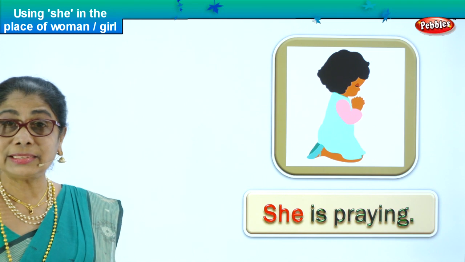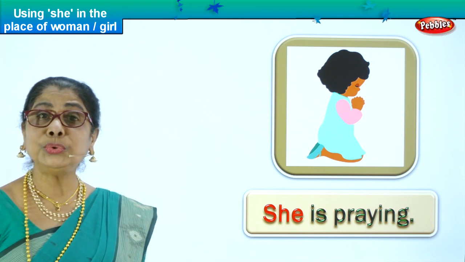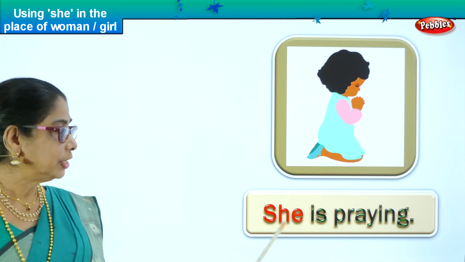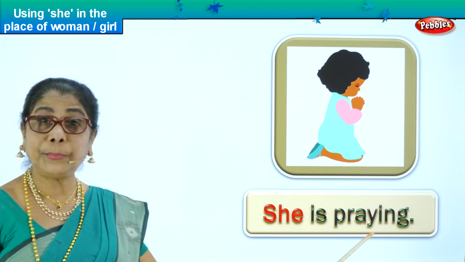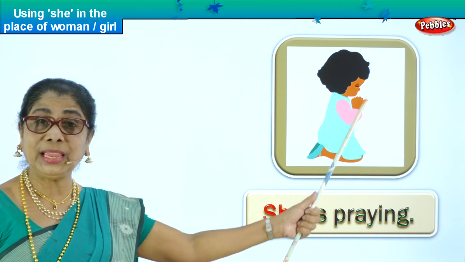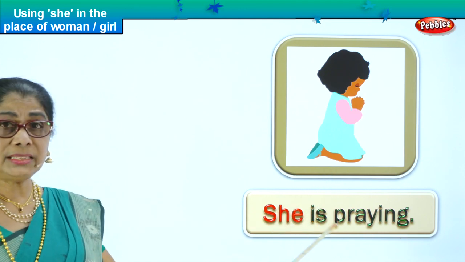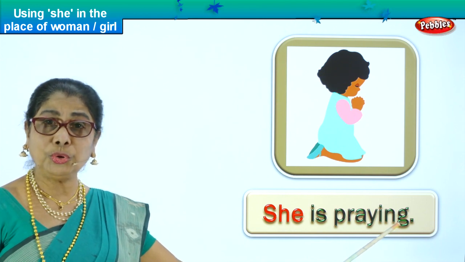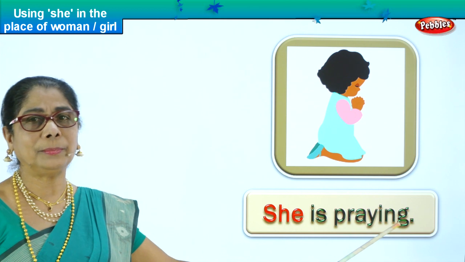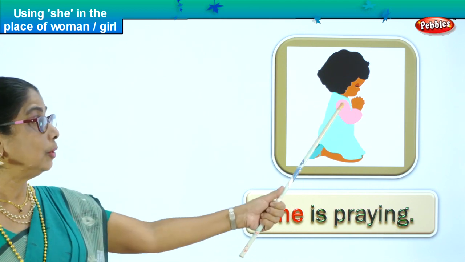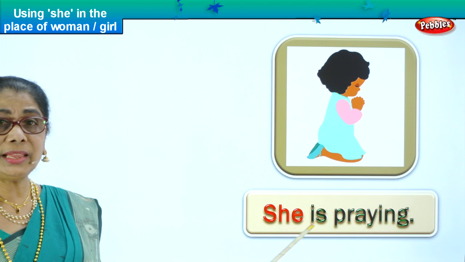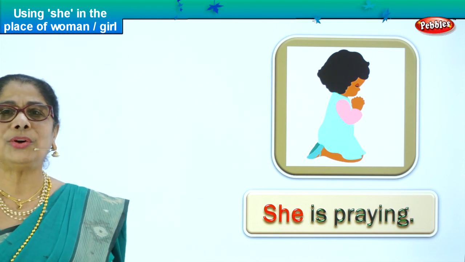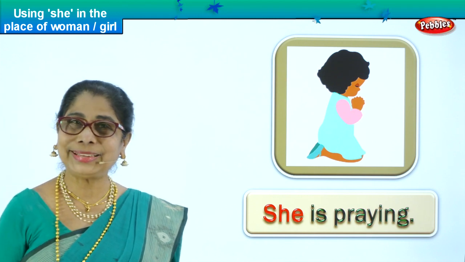Let's read the sentence. We are doing what? Usage of "she" instead of the girl's name. Let us read. She is praying. What is she doing? She is praying. Do you pray? You pray to God. When do you pray? You pray anytime when you want help from God. What is she doing? She is praying. Good. Let's get on to another new picture.